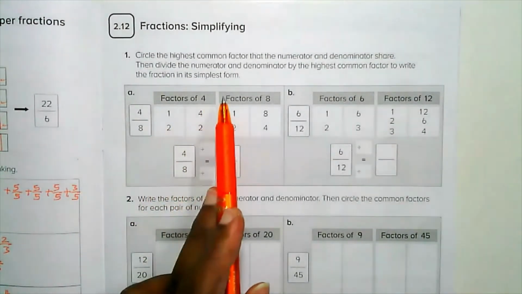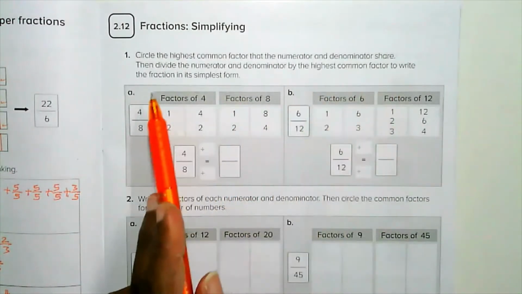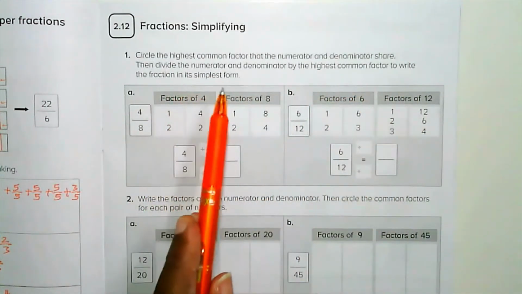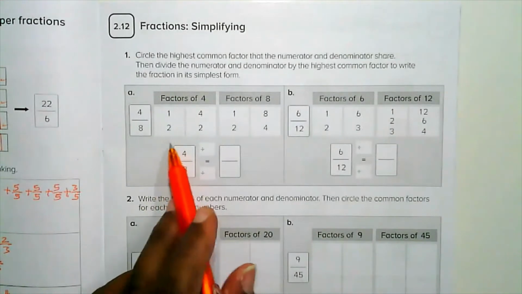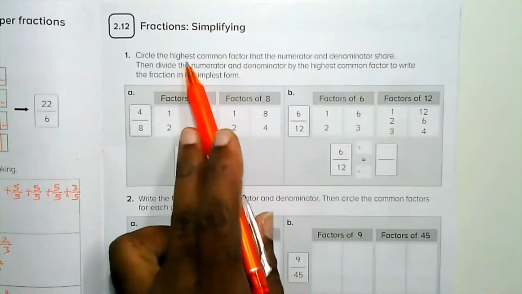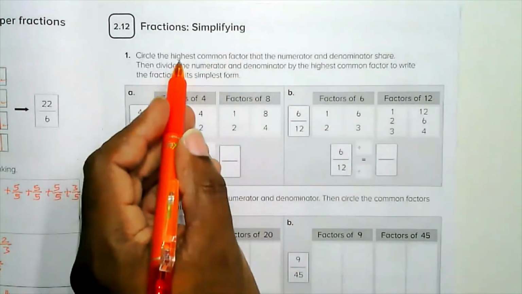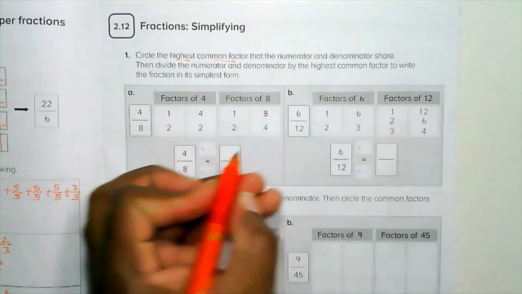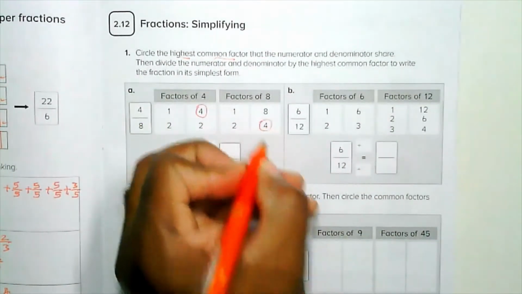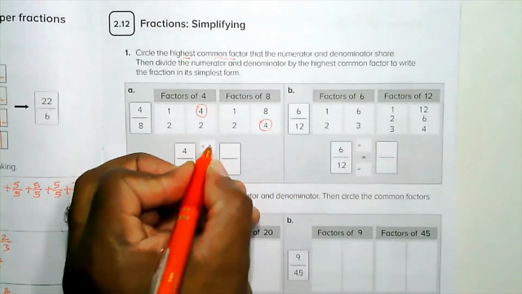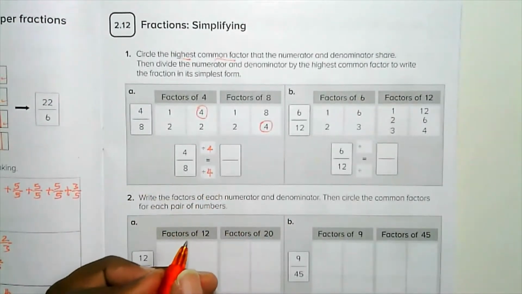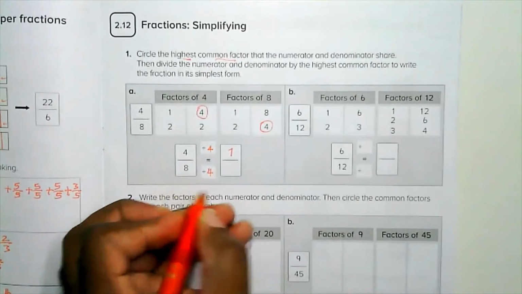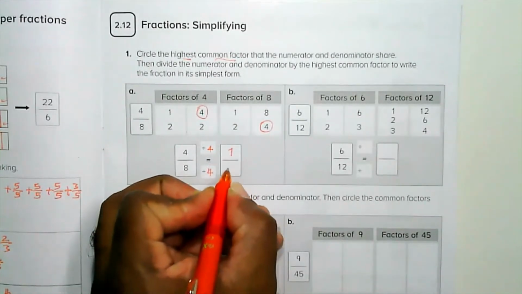Circle the highest common factor that the numerator and denominator share. Then divide the numerator and denominator by the highest common factor to write the fraction in its simplest form. So for part A, the highest common factor is 4. Now let's use 4 to divide and get the simplest form of this fraction. 4 divided by 4 is 1. 8 divided by 4 is 2.